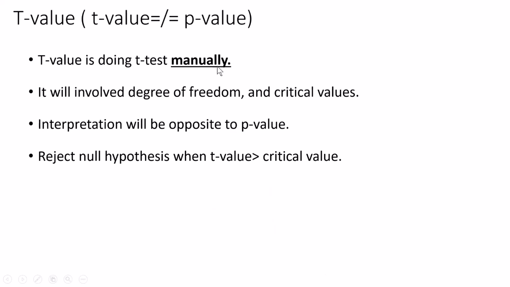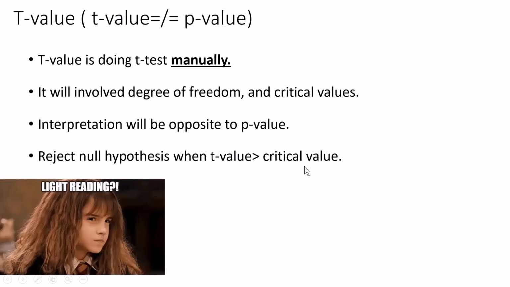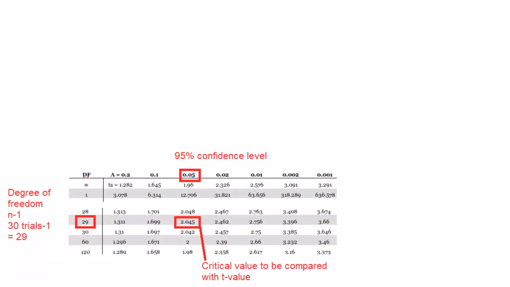So the t-value is doing the t-test manually, and the t-value is not the same as the p-value. It will involve some statistical terms such as degrees of freedom and critical values, and the interpretation is quite opposite. You will reject the null hypothesis when the t-value that you calculated is greater than the critical value. We can do more reading on that if you're interested.